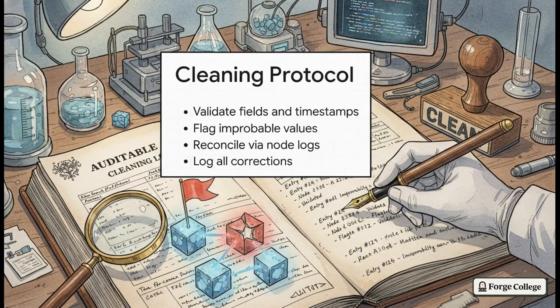That is exactly why we enforce a rigid cleaning protocol. We validate every single field and timestamp. We flag improbabilities, like if your record shows a gas usage that is somehow higher than your actual gas limit, yeah, that's a massive red flag. We also reconcile missing data by cross-referencing our raw node logs. But here is the absolutely crucial part. You must maintain a fully auditable cleaning log. You can never just silently delete bad data points. You have to document exactly what went wrong and how you fixed it, or if you had to replace it with a rerun. Transparency is the bedrock of good engineering.